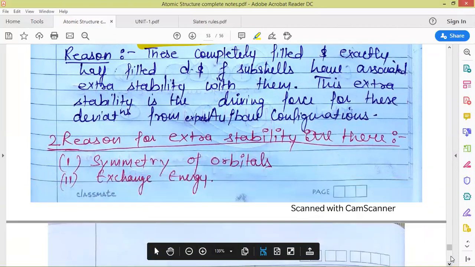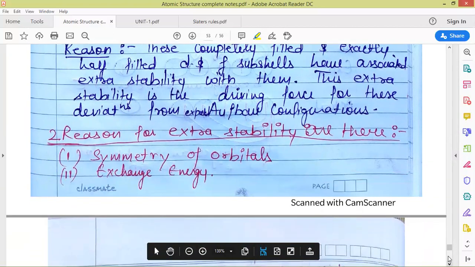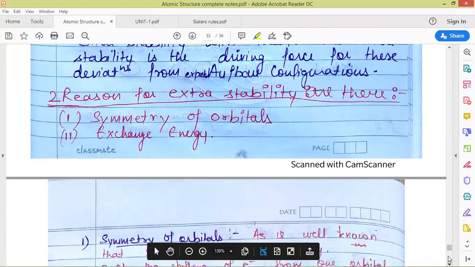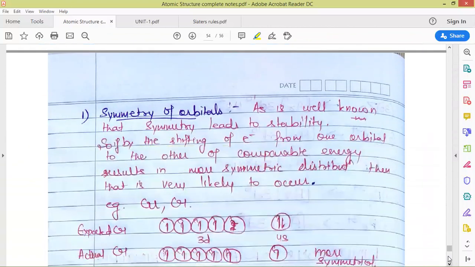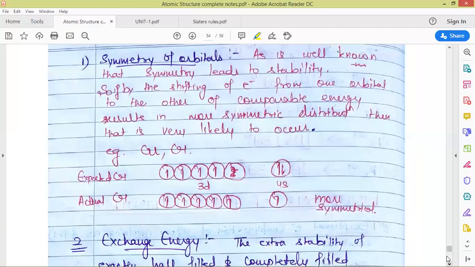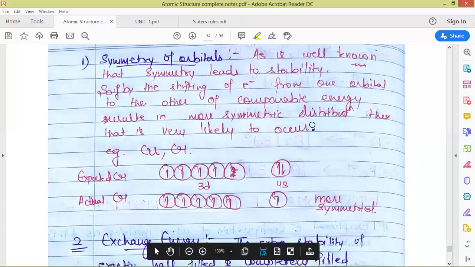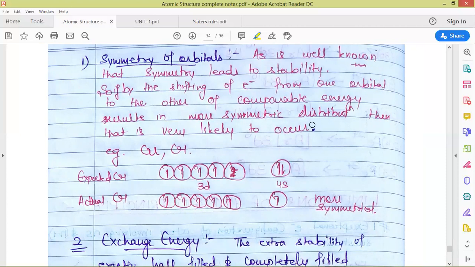Now, why this extra stability is there, we will be discussing. There are two reasons for that. First is symmetry of orbitals and next is exchange energy. Let us see what we mean by symmetry of orbitals. As we all know, symmetry leads to stability. Whenever something is symmetrical, we say that it is extra stable in comparison to the other thing which is unsymmetrical. So if we shift one electron from one of the orbitals which have comparable energy, say let us take the example of 3d and 4s orbitals.